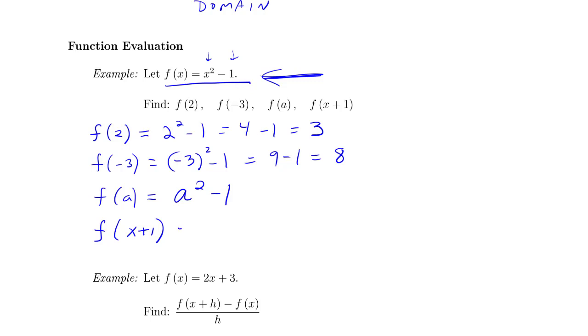So I'm really going to replace x in the function with x plus 1. So x plus 1 all squared minus 1. All right, so remember that the function is defined as just a rule telling you what is done with the input. And the input can be anything. So we have to be flexible.